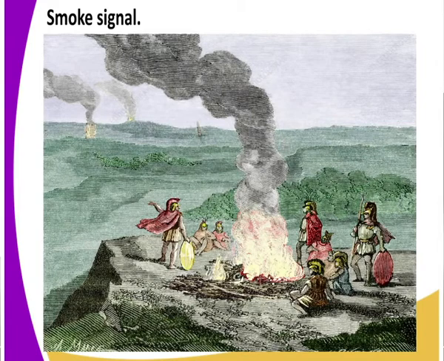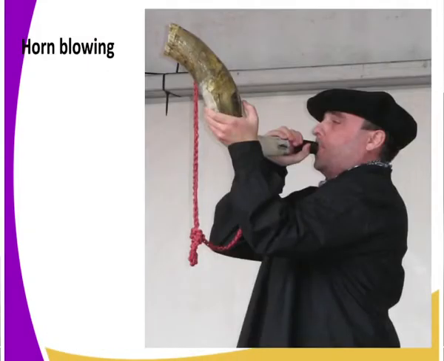The smoke signal. We also had horn blowing. As you can see, there's someone holding a horn, that twisted thing we call the horn, and the person is blowing it. When you blow a horn, you are passing a certain message, and different communities could take the message differently. We had specialists who could blow these horns. A certain message had its own sound, or its own way of blowing the horn. That is another means of traditional communication.